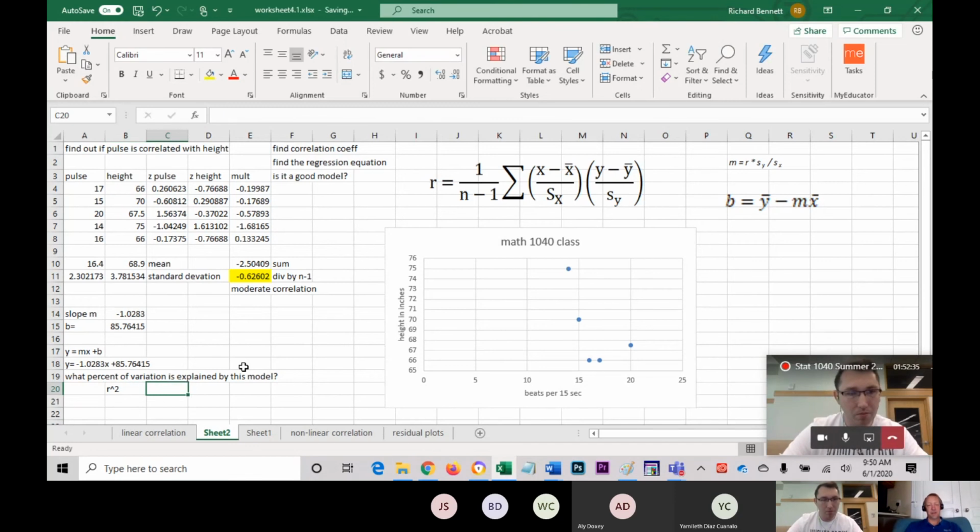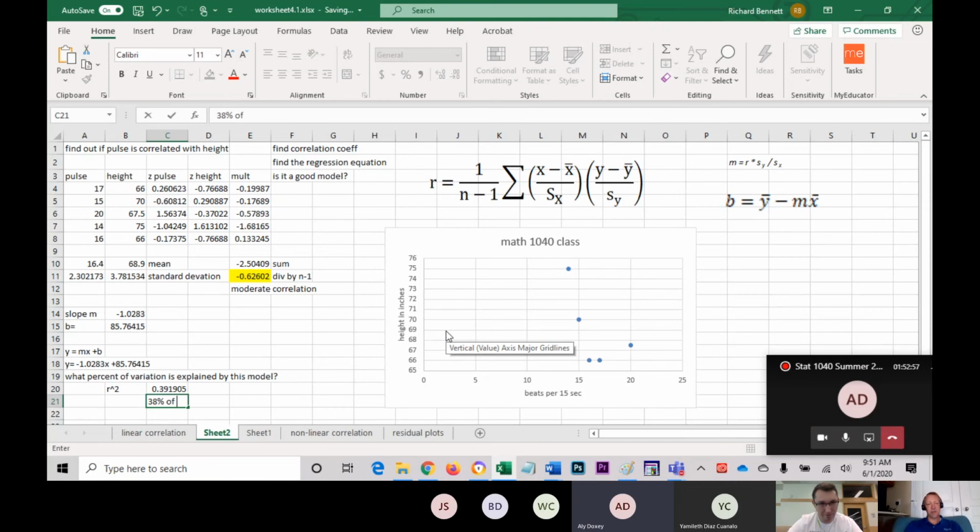So how would you find that, Easton? Just square the r value. Yeah, we're going to take that negative 0.62 and we are going to square it. So what percent of the variation is explained by this model, Ali, now that you see that number there? 39%. 39% of variation is explained. So would you say that's a good model? No, because it's kind of low.